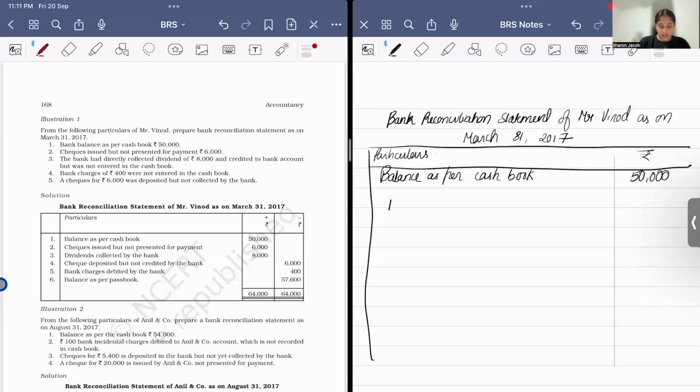write, add, and say checks issued but not presented, and 6,000.